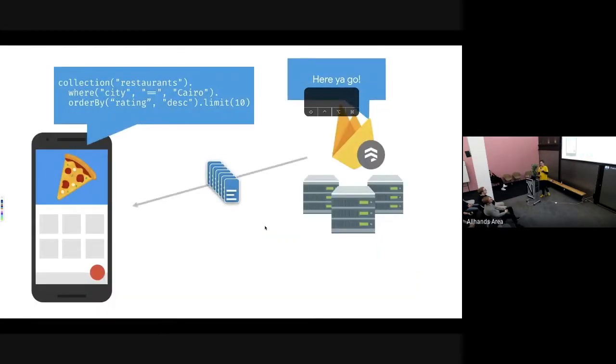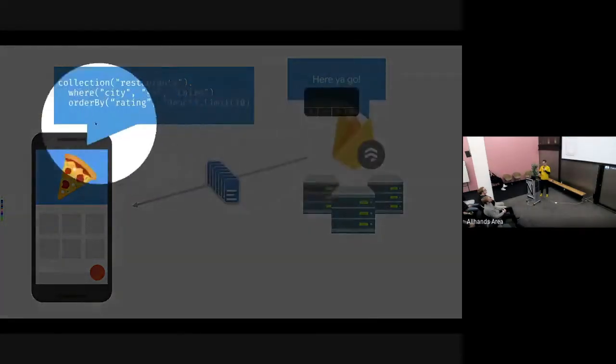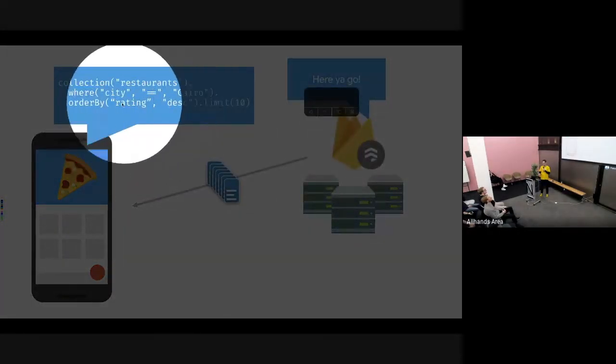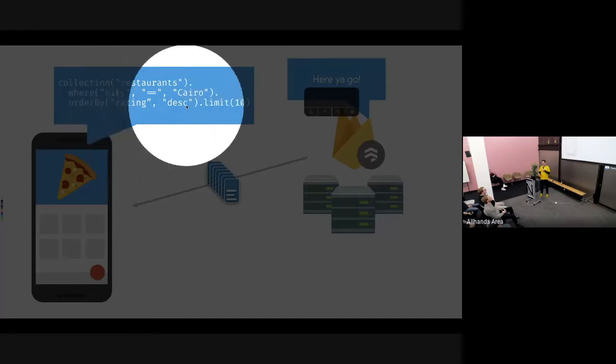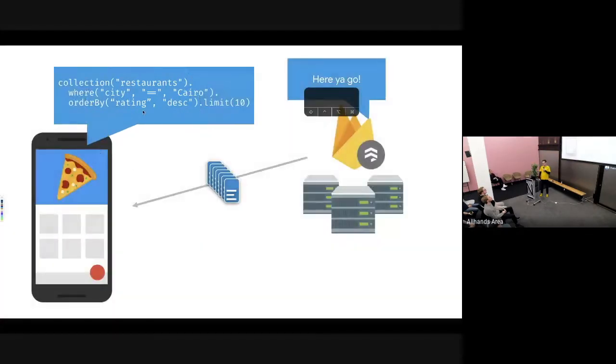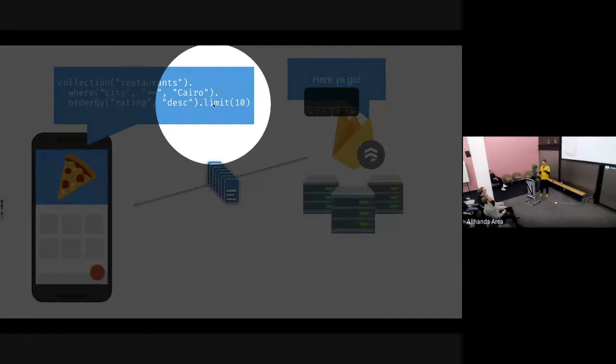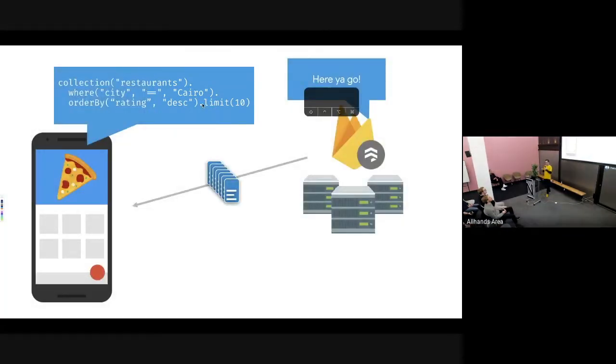The good thing is, if you query your database with a query, for example, like this: get me all the restaurants in Cairo and order them by their rating, but only give me the first 10 after they're ordered. No matter how many restaurants you've got in your collection, the speed of the query is always the same. It only depends on the size of the result set.